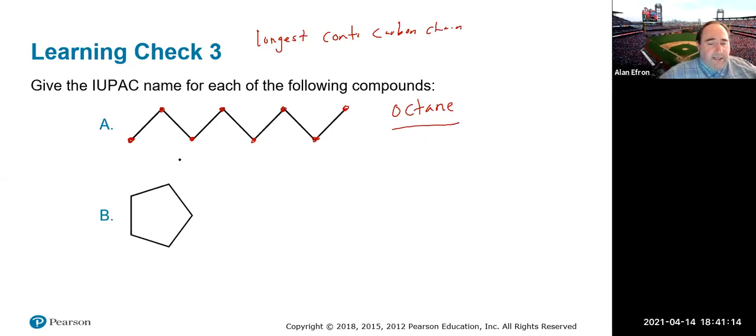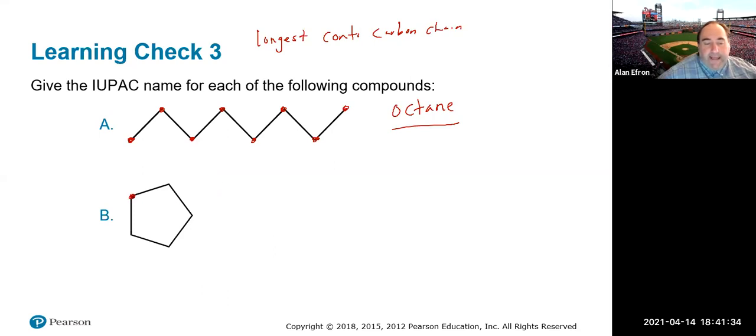Nothing else is attached. Again, all the red circles I just drew are carbons. Attached to each of those red circles are hydrogens, enough hydrogens to give each of those carbons 4 bonds. So 2 hydrogens in the middle, 3 hydrogens at the ends. Any questions on that one?